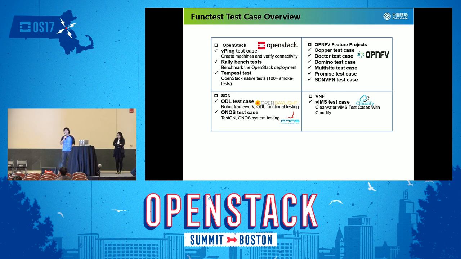And the second field is about OPNFV feature projects. There are a lot of feature projects. Like I said, the Copper test cases focus on the policy management, and Doctor test cases focus on the fault management, and the Domino test cases focus on the template distribution, and the Multisite focuses on multiple OpenStack cluster cascading, and also there's a Promise test case focusing on the resource reservation and scheduling. The SDNVPN test cases focus on the VPN. So you can see there are a lot of test cases, so we can use them to test your NFVI platform to see if it matches your requirements.